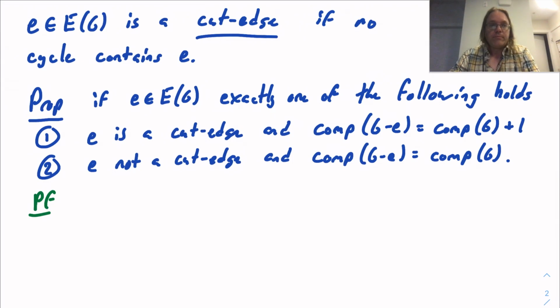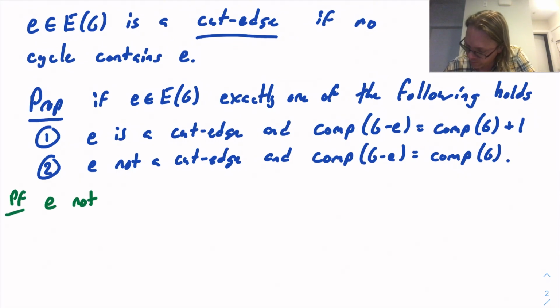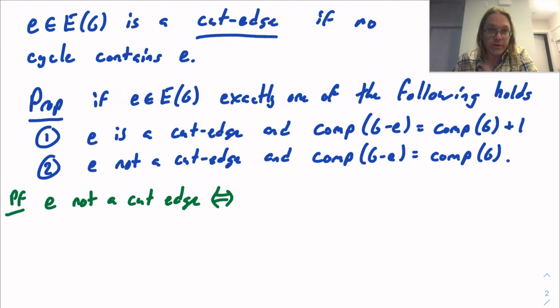So let's prove it. If I tell you E is not a cut edge, then that means there is a cycle containing E.